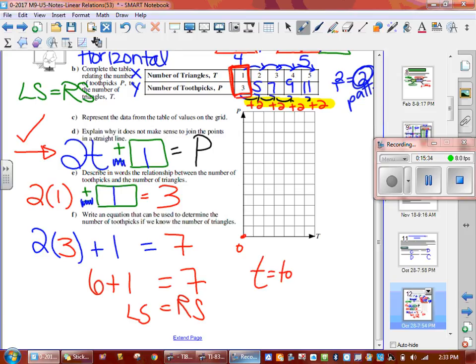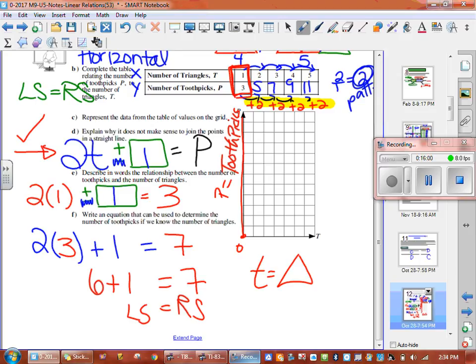And our vertical axis is P for toothpicks, and T is for triangles. There we go. Triangles. P is toothpicks vertically. T is triangles. Now we're going to put our numbers.